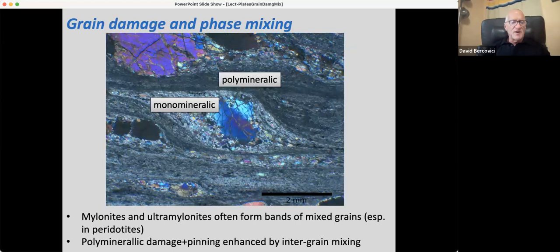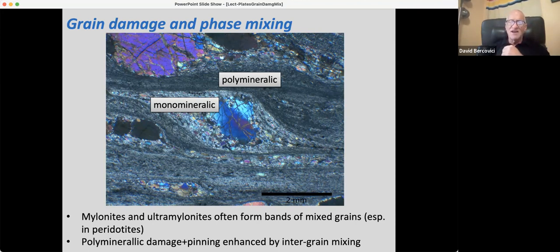Okay, but now what I want to get into is some of the more recent work. I just had to close off with some of the more recent work, trying to understand how these different mineral phases at the grain scale mix with each other. As I've said before, mylonites occur where the phases, the mineral phases, the olivine and the pyroxene, mix with each other. Where they don't mix, where they're still one mineral, they don't seem to become mylonites. So why does that happen?